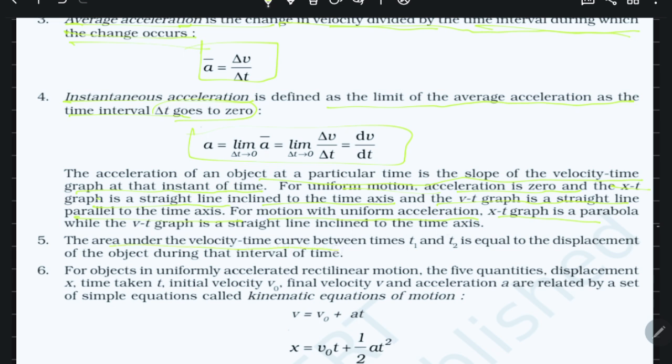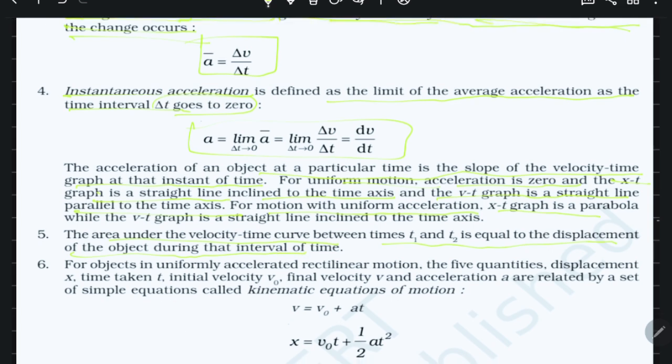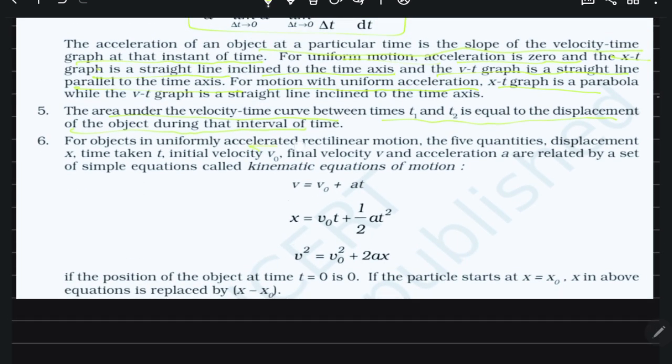The area under the velocity time graph between times t1 to t2 is equal to the displacement of the object during that interval of time. For an object in uniformly accelerated rectilinear motion, the 5 quantities displacement, time taken, initial velocity, final velocity and acceleration are related by a set of simple equations called the kinematic equations of motion. Right? So they have given v is equal to u plus at, x is equal to v naught t plus half at square, v square is equal to u square plus 2as.